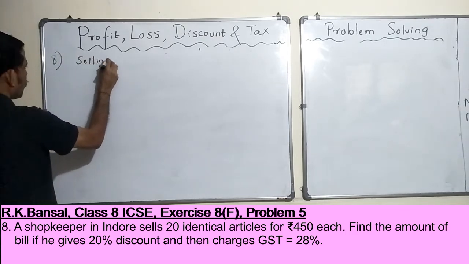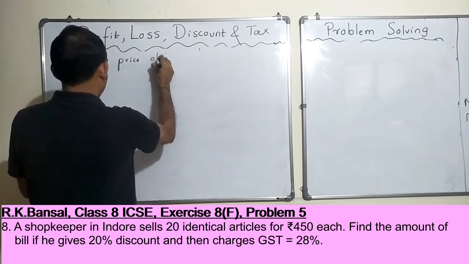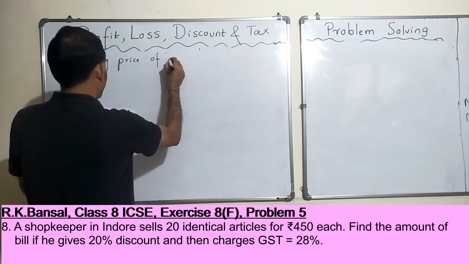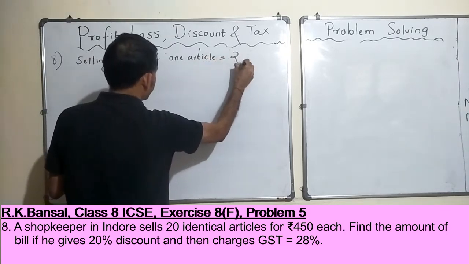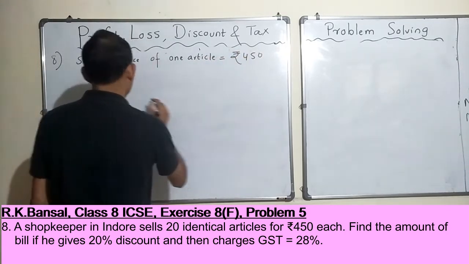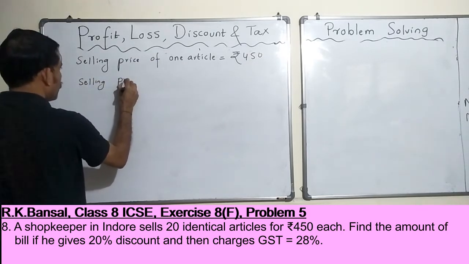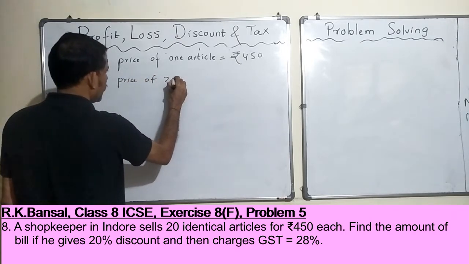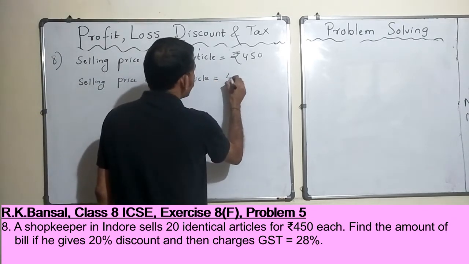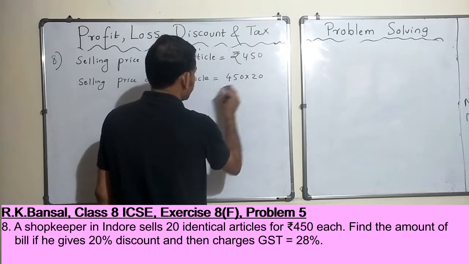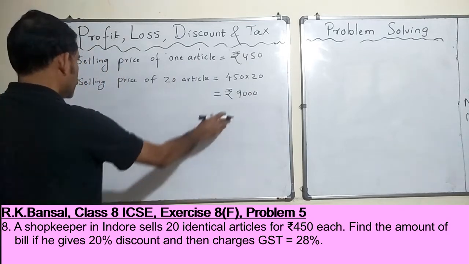Selling price of one article is equal to rupees 450. Good. So the selling price of 20 identical articles: for one it is 450, so for 20 it would be 450 into 20, which is nothing but rupees 9,000. So this is the selling price.